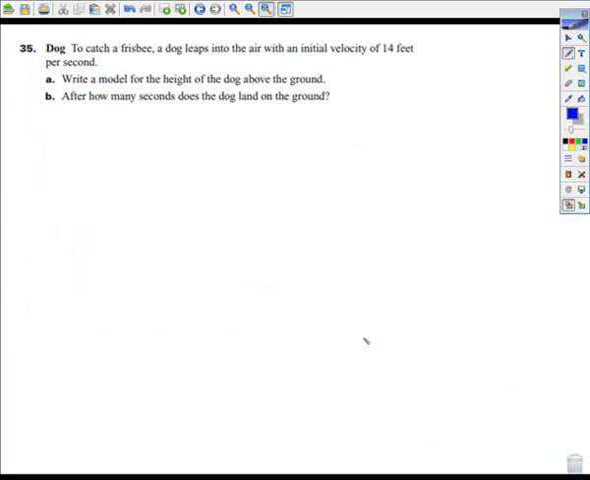One more of these. Now we have a dog. To catch a frisbee, a dog leaps into the air with an initial vertical velocity. Let's change this instead of saying it's 14, because otherwise it's going to be the exact same problem that we just did. Let's say that it's 12 feet per second. So first they want a model for the height of the dog above the ground. So my height is negative 16t squared plus 12t plus 0. And now we want to know how long does it take the dog to land on the ground. So we'll set it equal to 0.